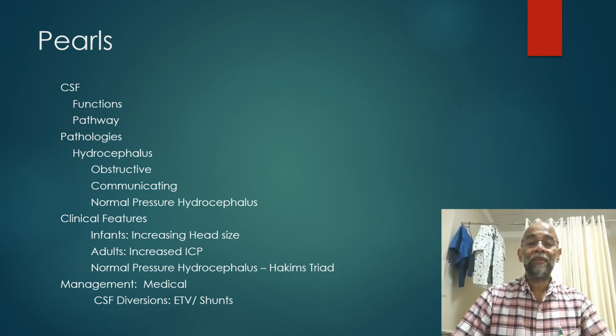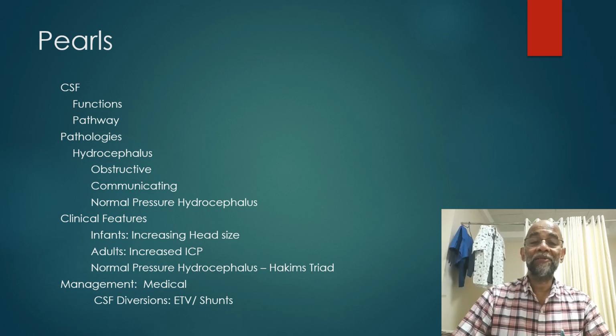Clinical features of hydrocephalus in infants, of course, you have an increasing head size. You might have a sunset sign. In adults, you have features of increased intracranial pressure. Normal pressure hydrocephalus is classically manifest as the Hakim triad, which is dementia, gait apraxia, and urinary incontinence. Management of hydrocephalus can be medical, not very effective, or by CSF diversions. This includes both endoscopic third ventriculostomy, where there is an obstructive hydrocephalus, and shunts.